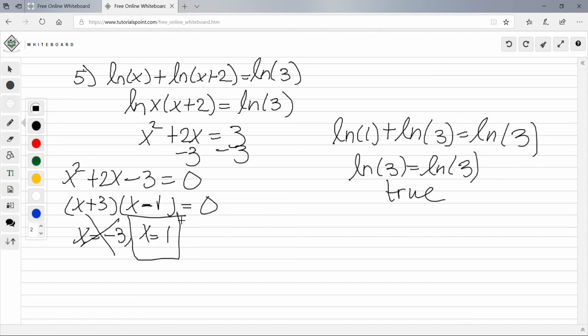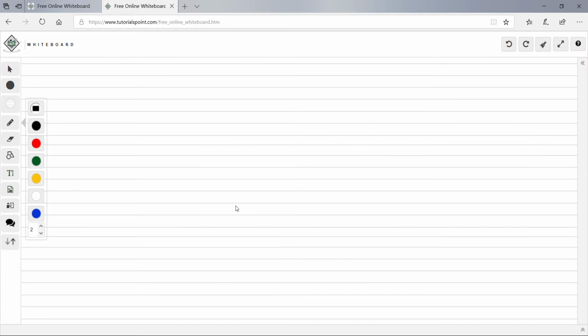One more, I lied. It's number 6, our last one. And the last one's always the hardest. So we have 3 to the 2x equals 4 to the x plus 1. This looks really weird, I know. But see how we have a base of 3 and a base of 4, and there's no way we can make that common. So we're going to use the natural log rule.